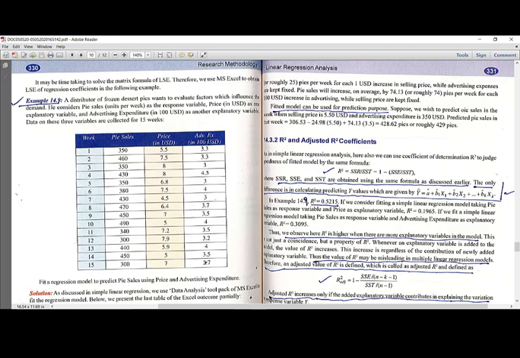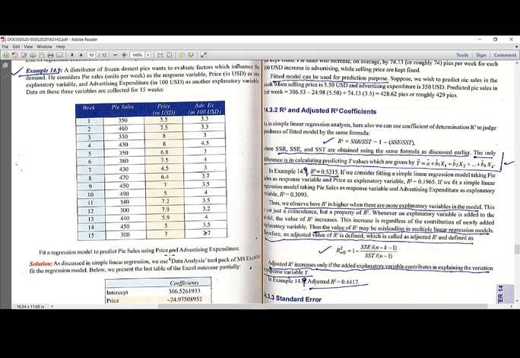Okay, let us read this. A distributor of frozen dessert pies wants to evaluate factors which influence the demand. He considers pie sales in units per week as the response variable, price in US dollars as one explanatory variable, and advertising expenditure in hundreds of US dollars as another explanatory variable. Data on these three variables are collected for 15 weeks. Fit a regression model to predict pie sales using price and advertising expenditure.